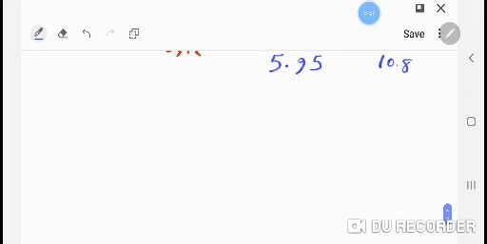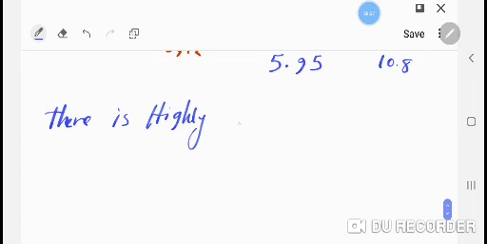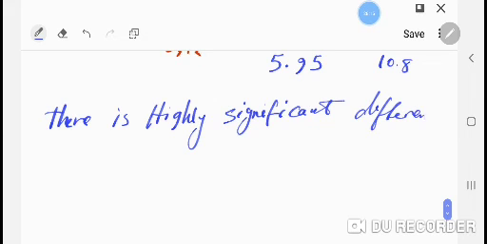Therefore, we can conclude that there is a highly significant difference between the means.